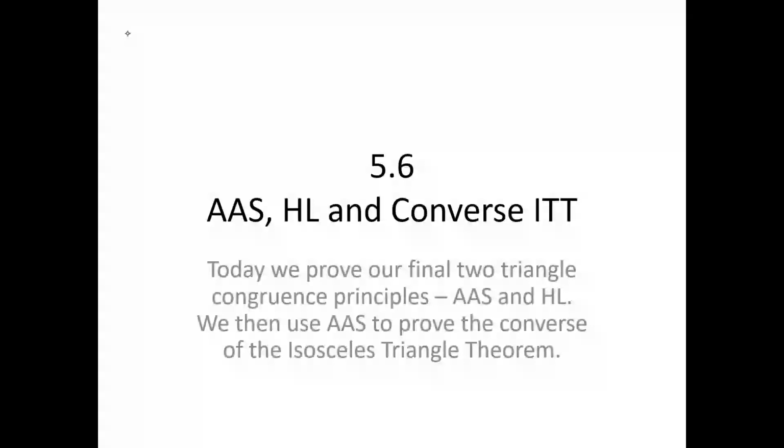Here in section 5.6, our primary goal is to extend the list of triangle congruence principles that we had. I call them all principles. Some are postulates. One is a postulate, the rest are theorems. We'll add two more that are theorems. They will be angle, angle, side, and hypotenuse, leg. And then that will be it for us.